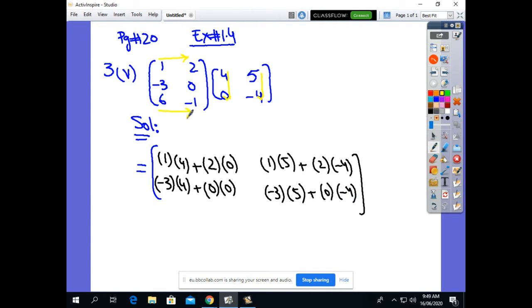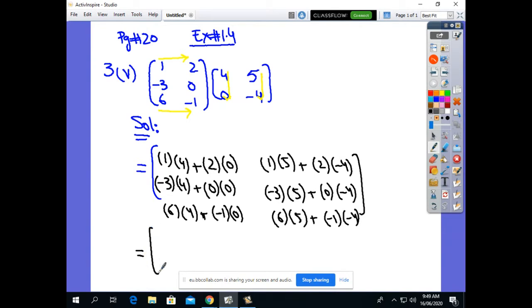Third row with both the columns. We have 6 is multiplied with 4 plus negative 1 is multiplied with 0. Similarly, 6 is multiplied with 5 plus negative 1 is multiplied with negative 4. After simplifying it, we get the required answer.